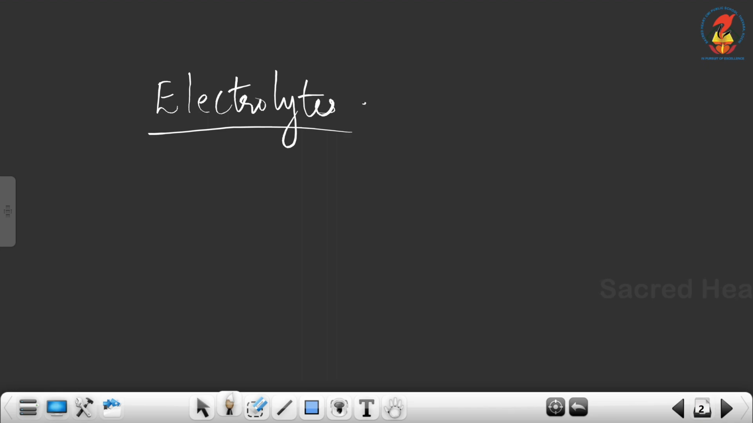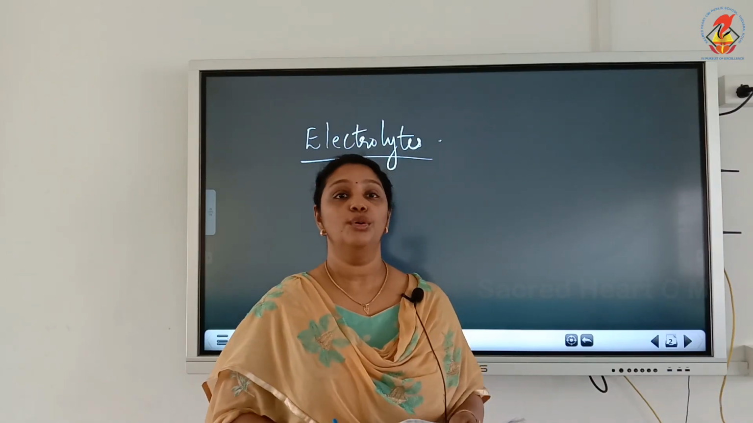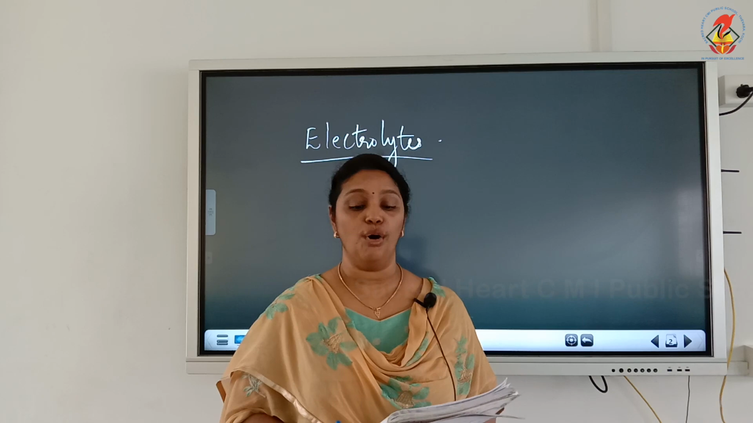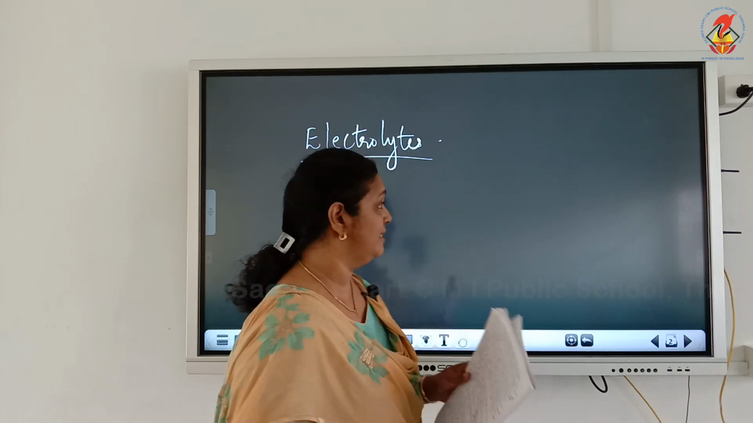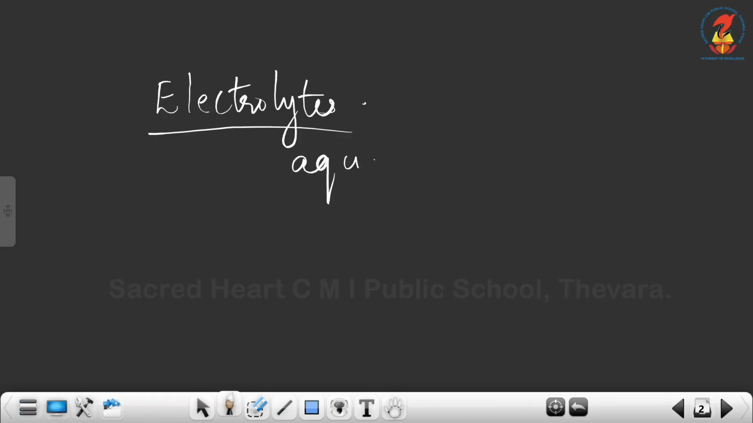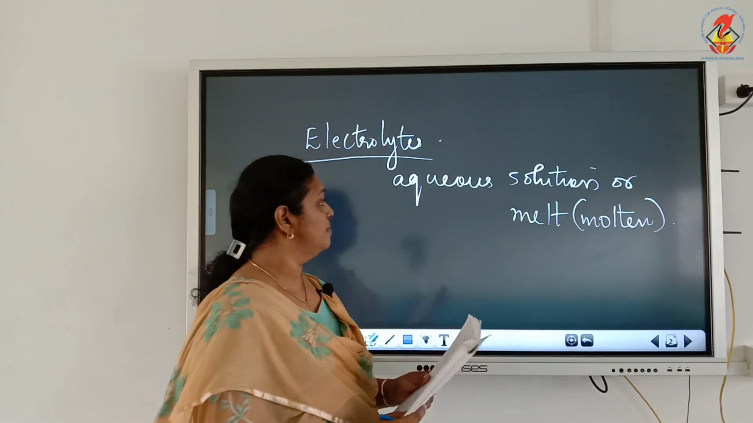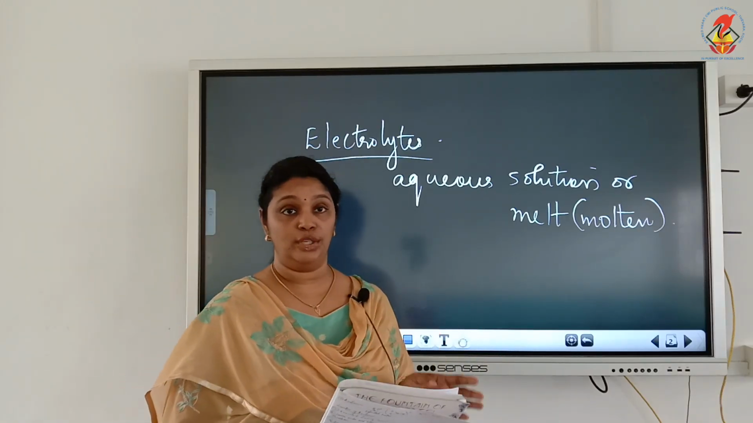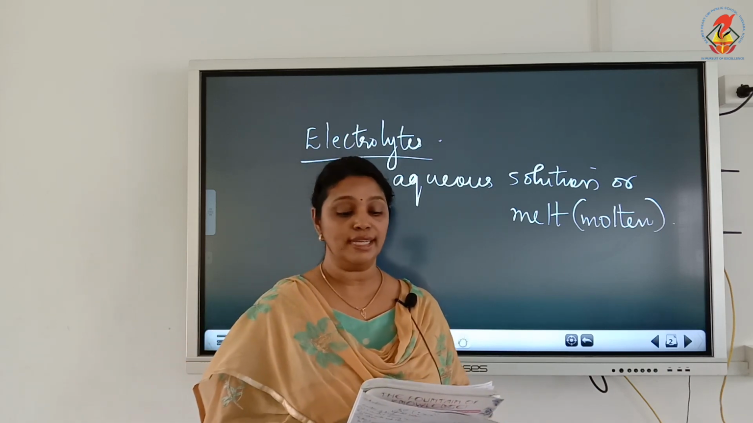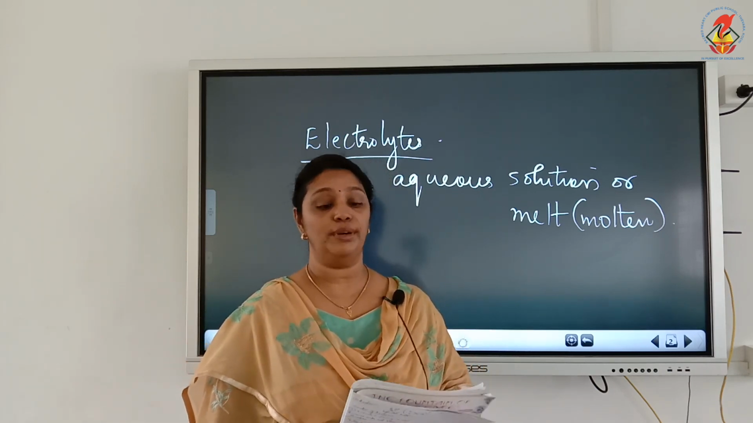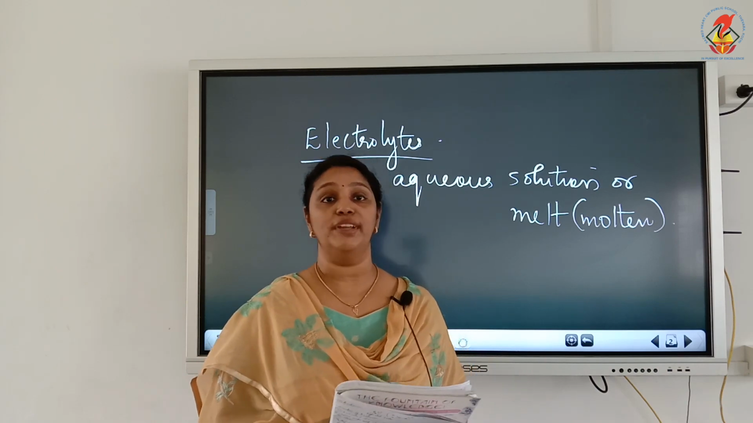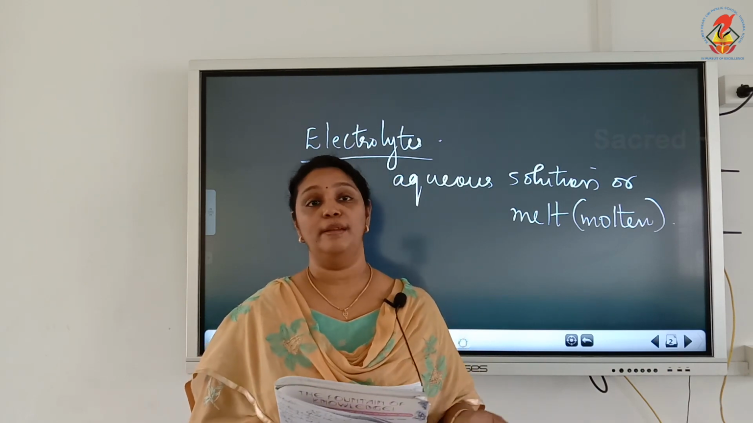Electrolytes. Electrolyte is defined as a compound whose aqueous solution or melt conducts electricity. So, electrolytes conduct electricity in aqueous solution or melt. Melt means molten state. So, substances which conduct electricity in aqueous or molten state are called electrolytes. An example for electrolyte is aqueous solution of inorganic salts, acids and bases.